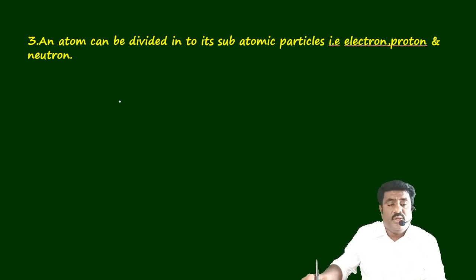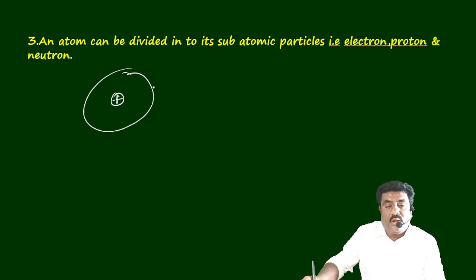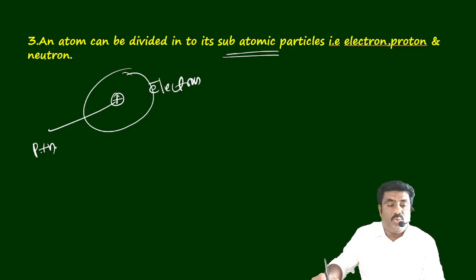Yes. So, for example, this is the atom. Atom consists of, say, a nucleus, yes, and electron. So, the nucleus contains what? Proton and neutron. An atom can divide into subatomic particles like electron, proton and neutron. So, go for the next part.